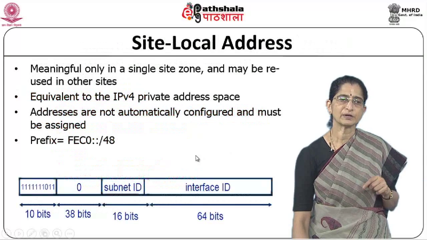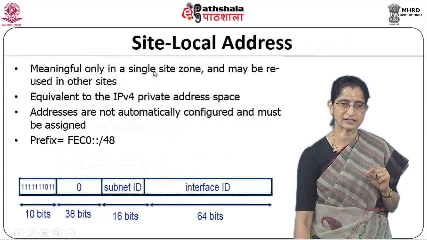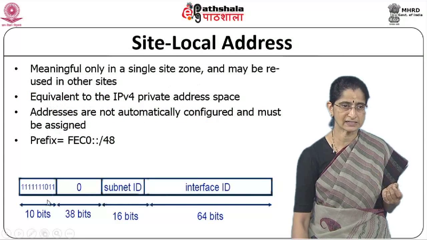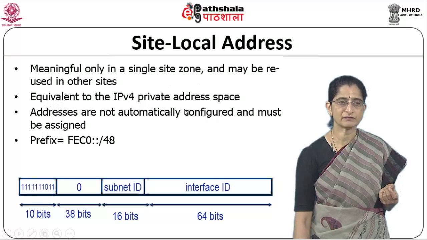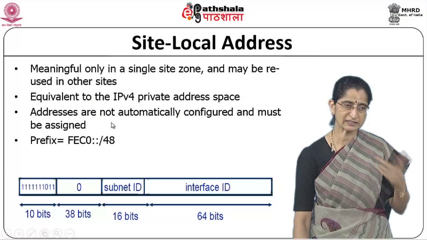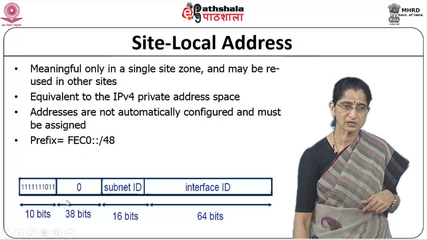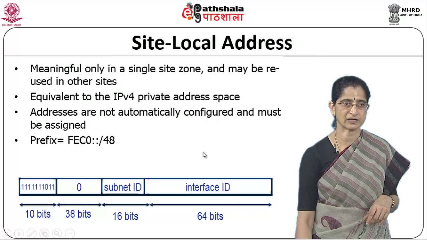Now we talked about site local addresses. Site local addresses are meaningful only in a single site zone, and they may be reused in other sites. So this is equivalent to the IPv4 private address space. Their addresses are not automatically configured, they have to be assigned. The prefix used is FEC0, and this is the kind of structure that we have for that.